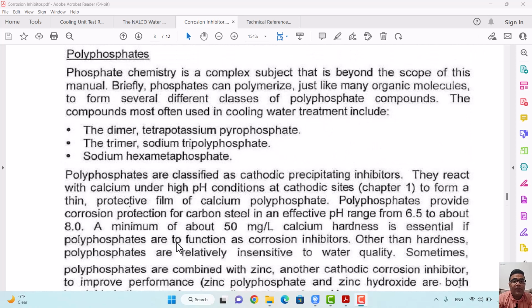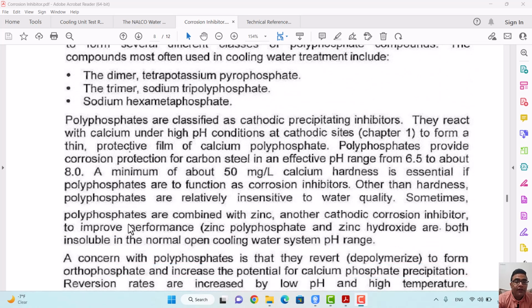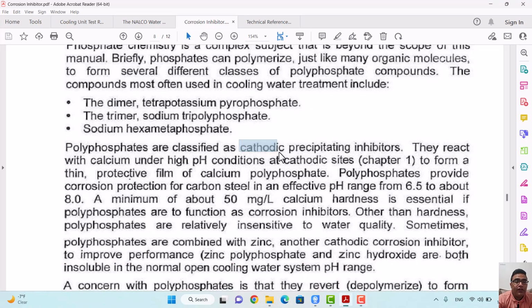So, to summarize what we have learned about polyphosphates, we know that polyphosphates are cathodic precipitating inhibitors. Remember, zinc is also a cathodic precipitating inhibitor. And when we have zinc in our formulation, in most situations there is no need to have another cathodic precipitating inhibitor. So there is no need to incorporate polyphosphate in our formulation because we have zinc as a principally cathodic inhibitor in our formulation.